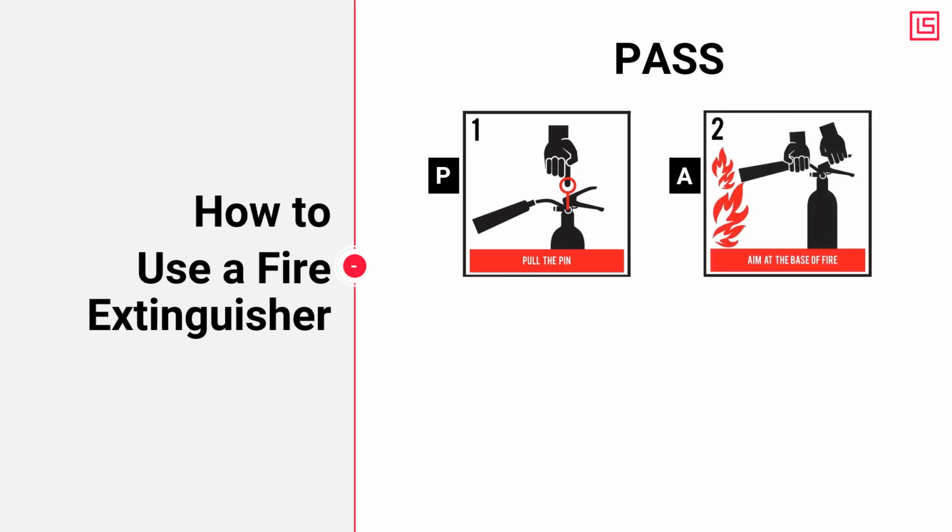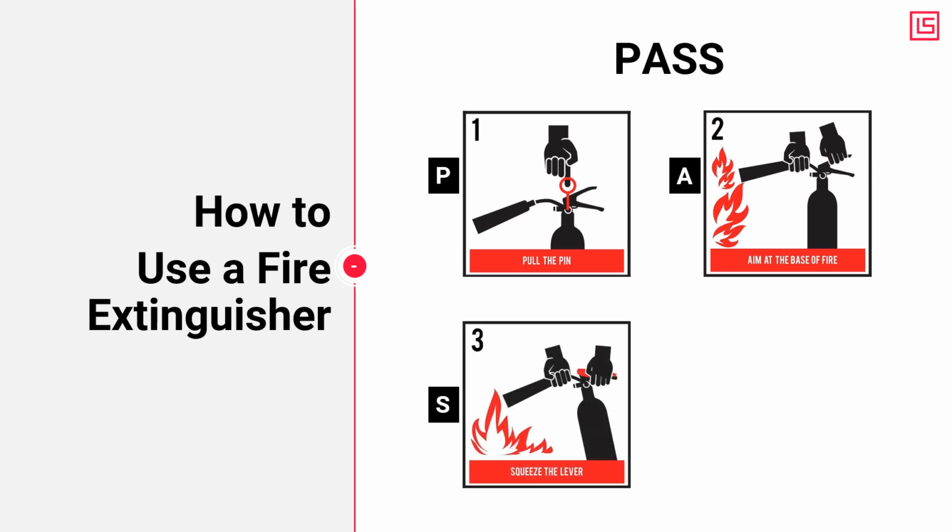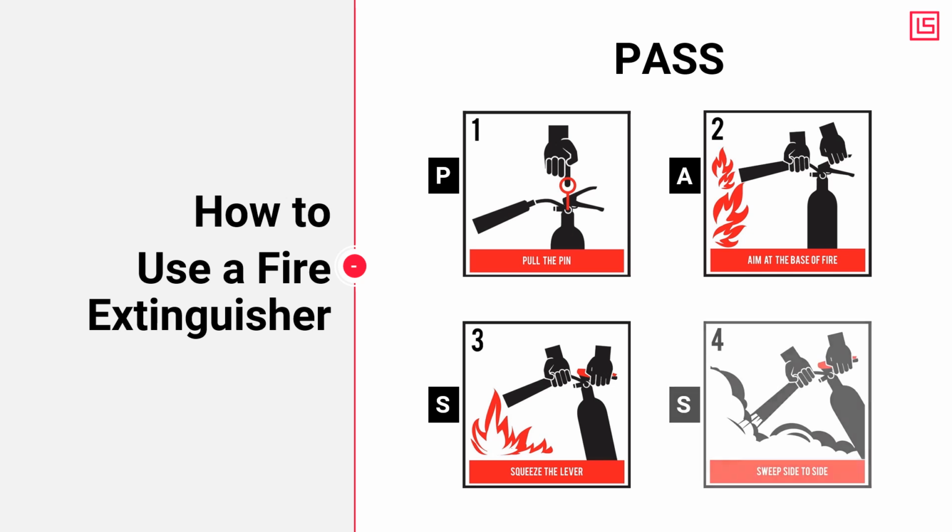A, aim the nozzle or hose at the base of the fire. S, squeeze the handle to release the extinguishing agent. S, sweep from side to side to cover the fire with the agent.